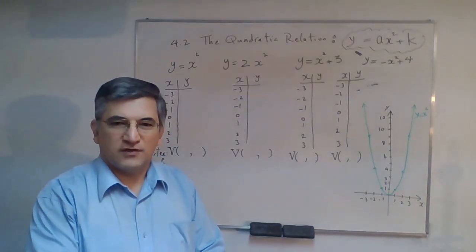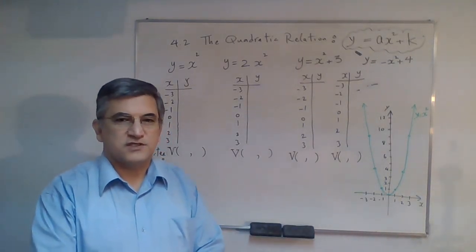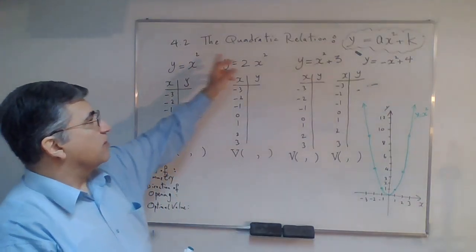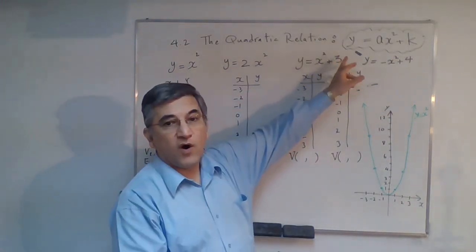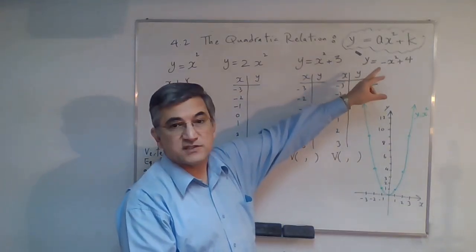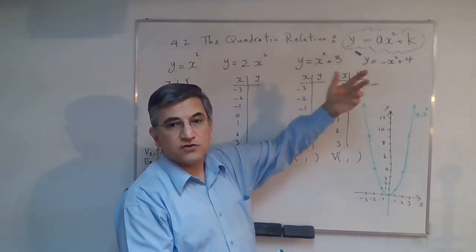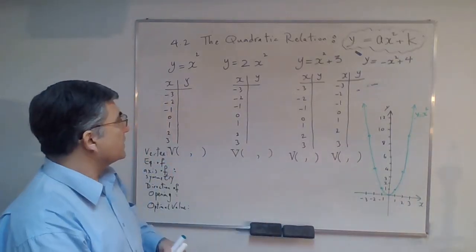We're going to continue our lectures in chapter 4. This is section 4.2. We talk about quadratic relations of the form y equals ax squared plus k. a and k are just real numbers.